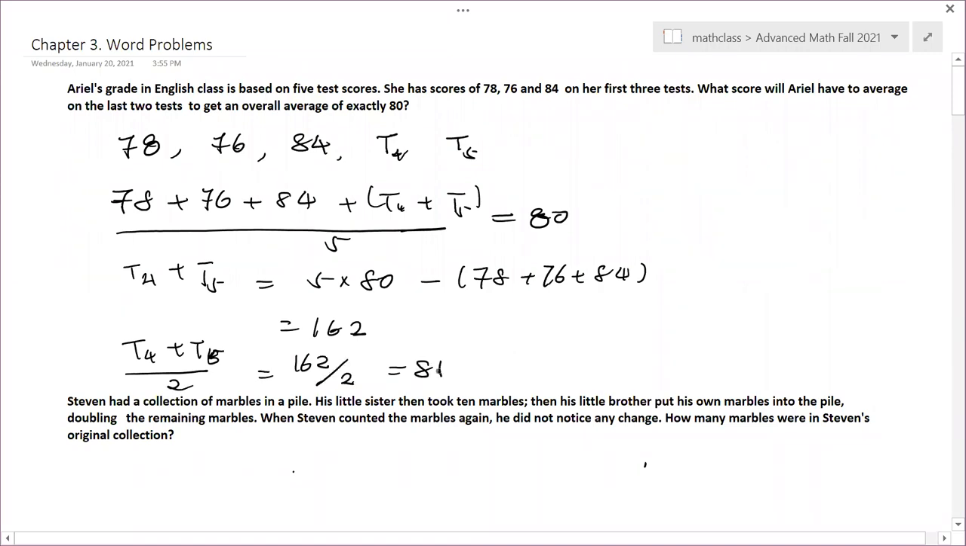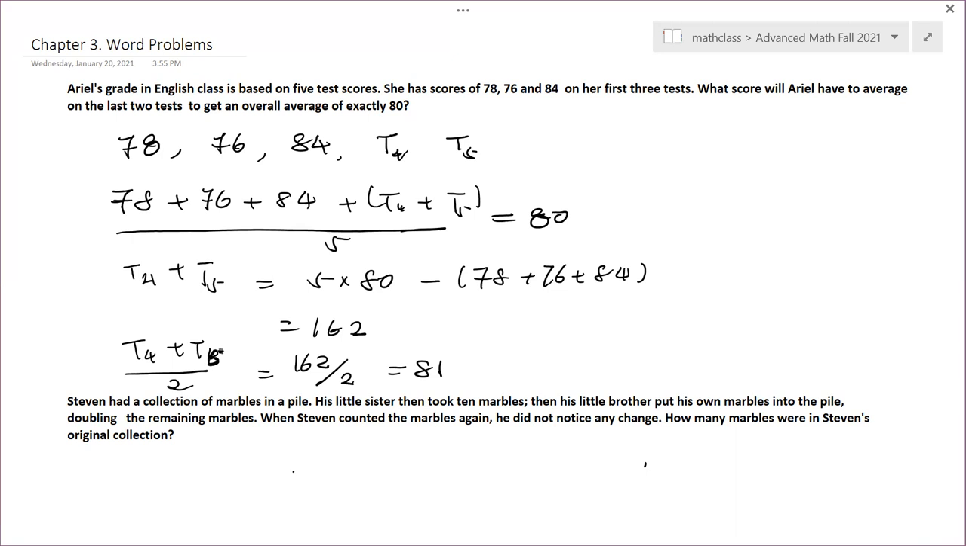Now, this is a kind of linear equation involving 2 variables, actually just the sum of the last 2 tests. So this is the most general way. We do not assume the last 2 tests have the same scores. We don't know the test score number 4 or the last test score, but we know the sum and we know the average.